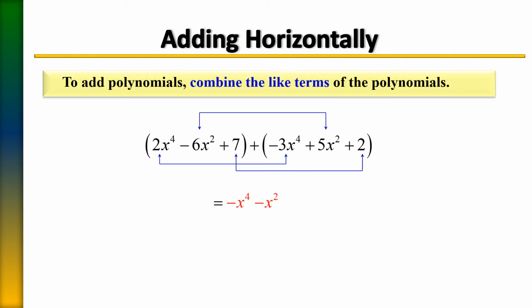Lastly, we're going to combine our integers, our regular numbers. We have a positive 7 and a positive 2. 7 plus 2 gives us 9. And that is the answer. You have a trinomial: negative x to the fourth power minus x squared plus 9 is your answer.